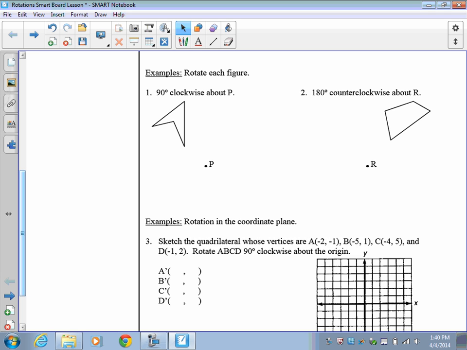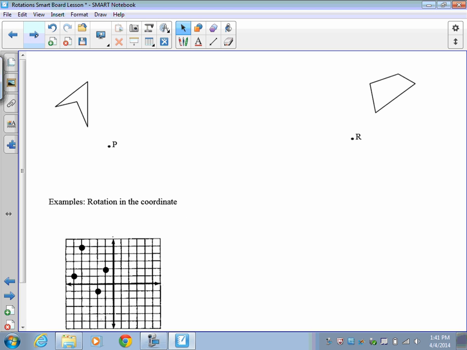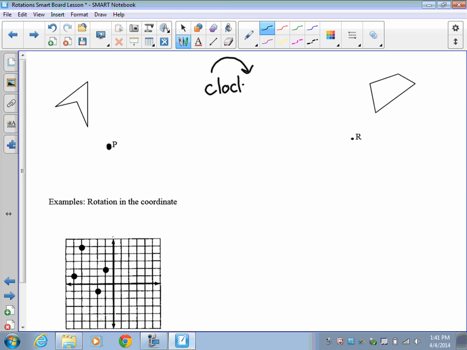It says to rotate each figure, and we're going to rotate it about a point each time. So what I did to make things a little bit easier is I took this picture right here, I copied it over, and I did my best to put P in the center. P won't exactly be in the center, but that's where I'm going to rotate it. So for number 1, I'm told to rotate it 90 degrees clockwise. So hopefully everybody knows this, but in case you don't, this is clockwise. So remember, that's the way the clock moves. And this is going to be counterclockwise.